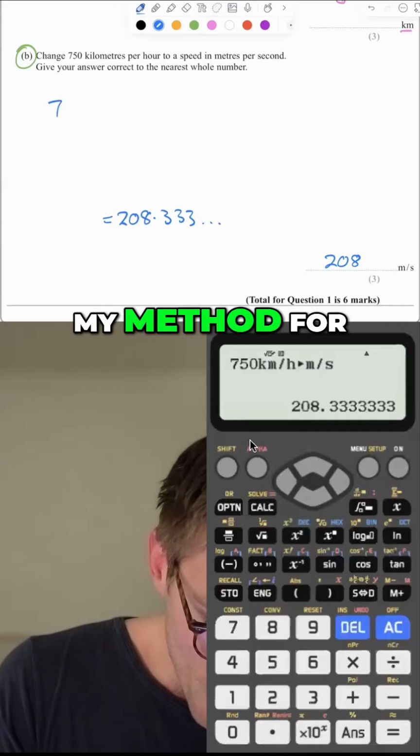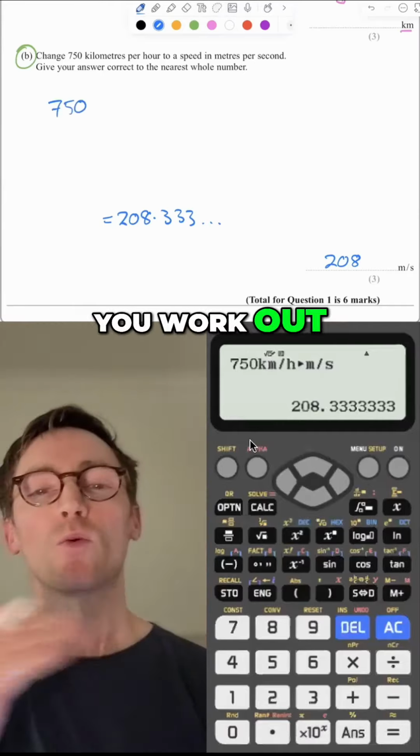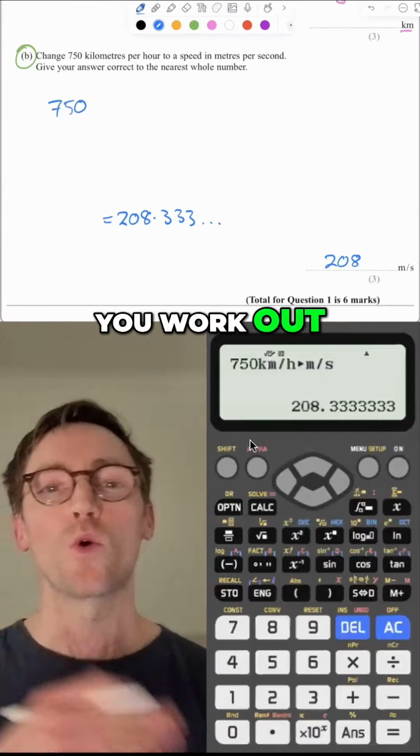But essentially, my method for doing conversions is this: you start with a number. You work out what is the conversion, like how many of one thing are in another. And this is kilometers and this is meters. So how many of them in that? You guys have got this. So 1,000. So what you're doing is timesing or dividing by 1,000. And then to go from hours to seconds, you need to know how many hours or seconds are in each other, if you see what I mean.